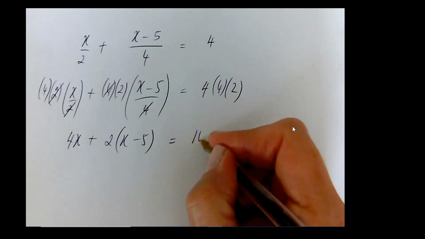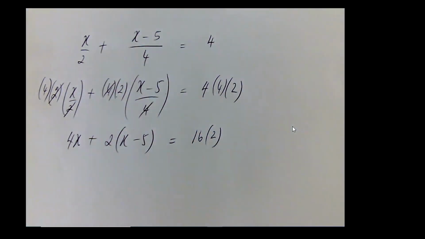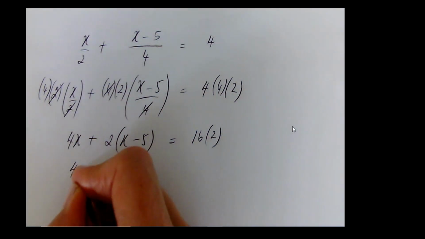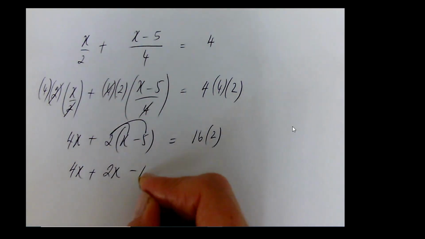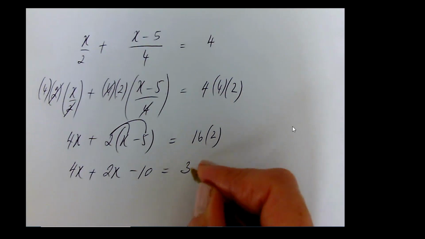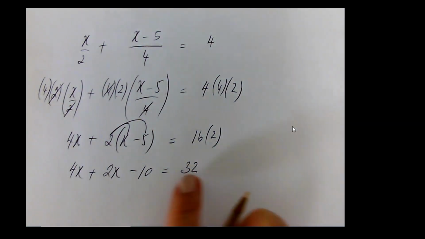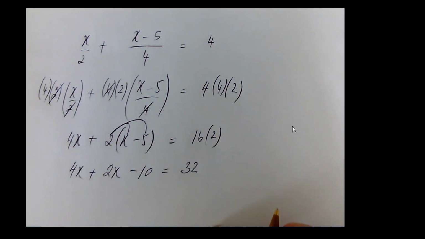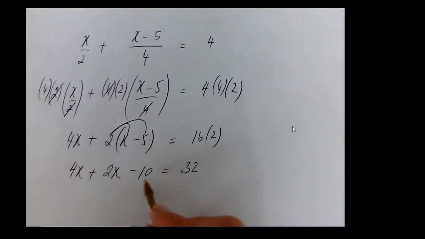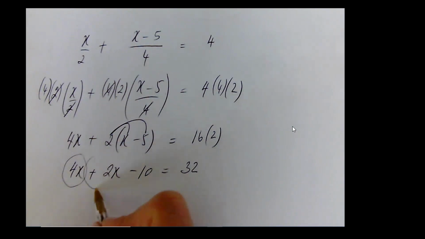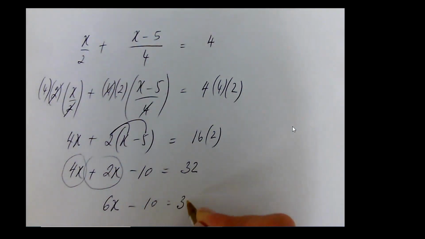4 times 4 is 16, and then we're going to times by 2, which I'm going to do in the next step. So then I'm left with 4x plus 2 times x is 2x, 2 times minus 5 is minus 10, and 16 times 2 is 32. And of course, now this is so much nicer to deal with than what we had at the start. So I can tidy up the left-hand side. Of course, you can add your x terms together and you're going to get 6x minus 10 equals 32.